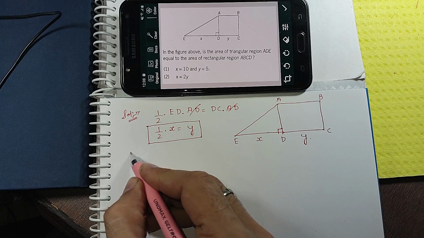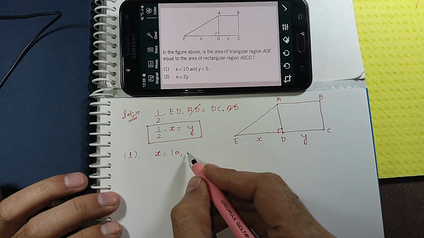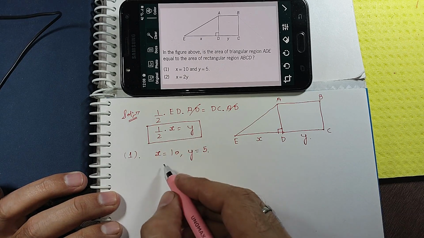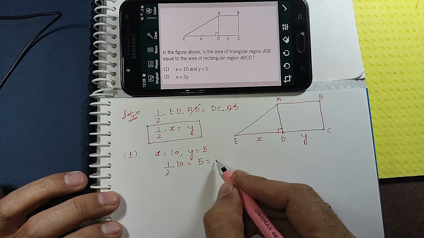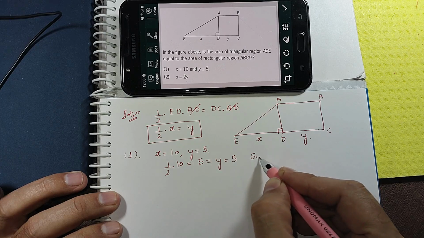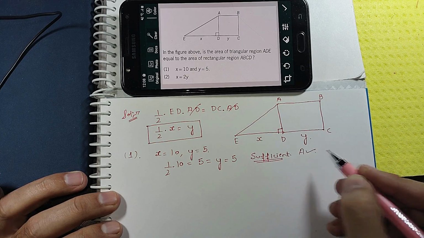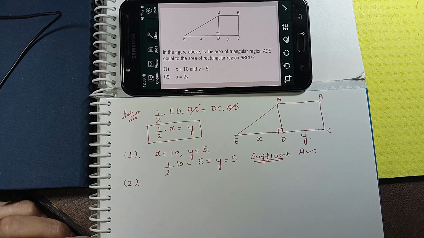Now moving to statement 1. Statement 1 gives us that X is equal to 10 and Y is equal to 5. Now we have to check whether 1 by 2 of X is equal to Y. So 1 by 2 of 10, which is equal to 5, is equal to Y, which has value 5. So this statement is sufficient to answer this question. So till now we will say that statement A is sufficient. Now if statement 2 is also sufficient to answer, then we will mark option D as the right answer, that both the statements individually are sufficient.